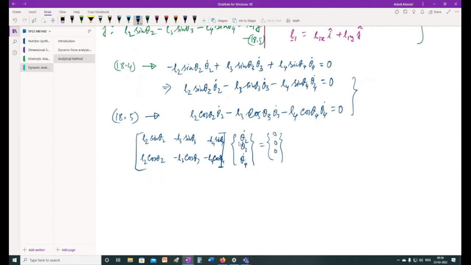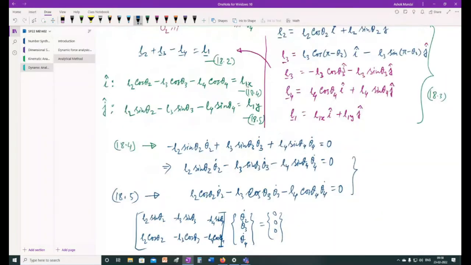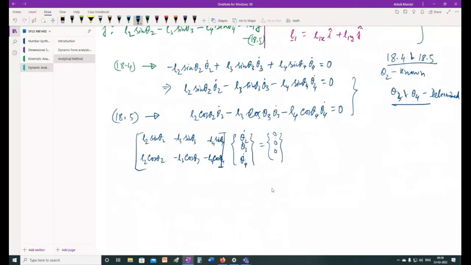Okay. So from these two equations, 18.4 and 18.5, if suppose theta 2 is known, then we have determined theta 3 and theta 4. This is determined, right? Yes or no? Yes, sir. We determined theta 3 and theta 4. So all three variables, theta 2, theta 3, theta 4, are now known to us. So in this matrix, all the quantities are known to us.